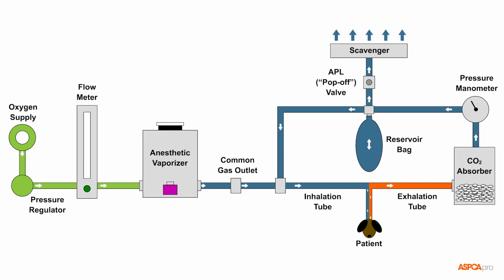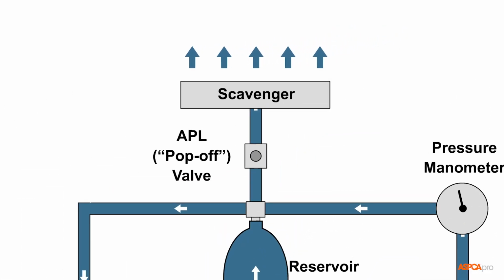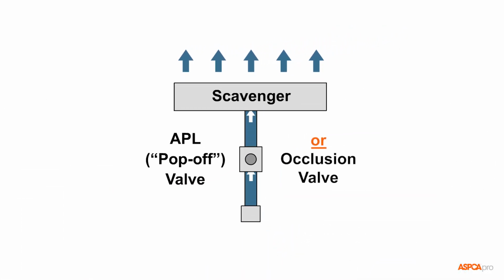This brings us to the scavenger system, which is where the excess expired gas that is not rebreathed by the patient is safely removed from the anesthesia machine. This waste gas travels through an adjustable pressure limiting valve, also known as an APL valve, or an occlusion valve, depending on the setup, traveling then to the scavenger system.